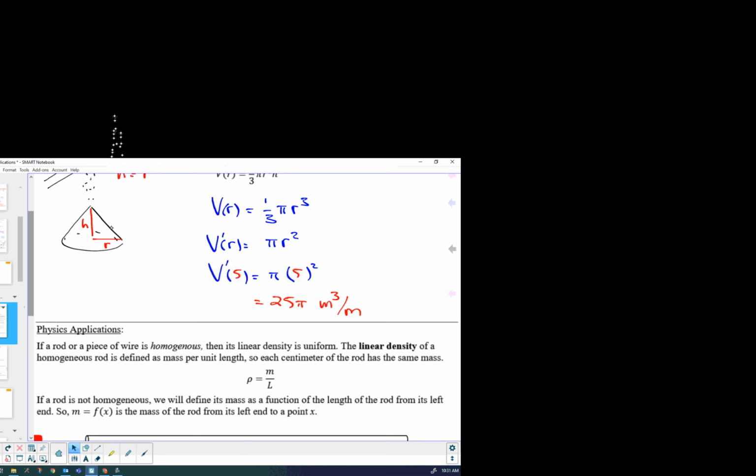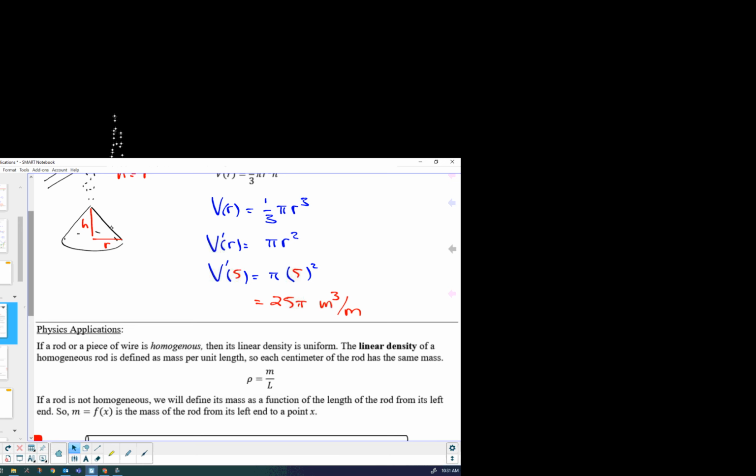Can I reduce the meters? No. Because remember, this is a rate of change. A rate is a comparison between two things that have different units. So I'm comparing a volume, meters cubed, to a radius, which is just meters. I don't want to reduce it because it loses its meaning. Yes?